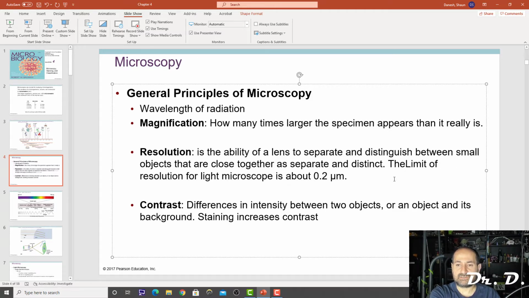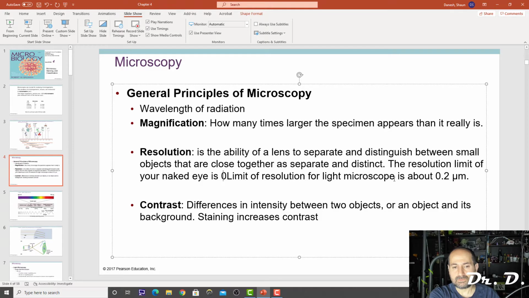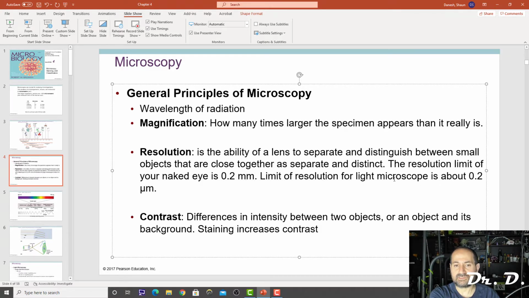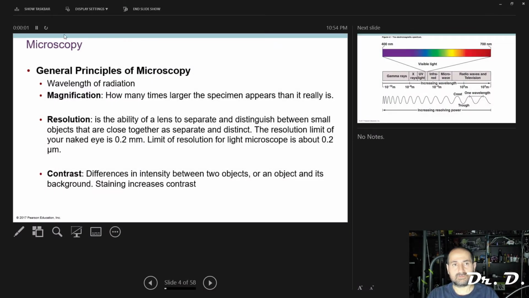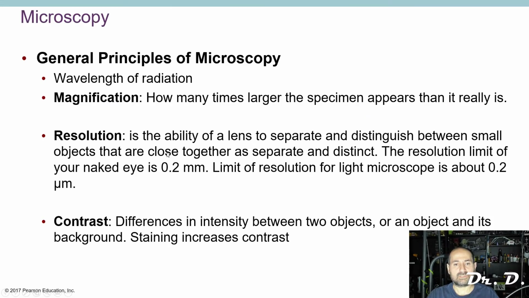I'm going to add here, and you could add it to your notes if you like. The resolution limit of your naked eye is, remember, 0.2 what? Millimeters, isn't it? Oops, let me swap these. The resolution limit of your eyeball is 0.2 millimeters.